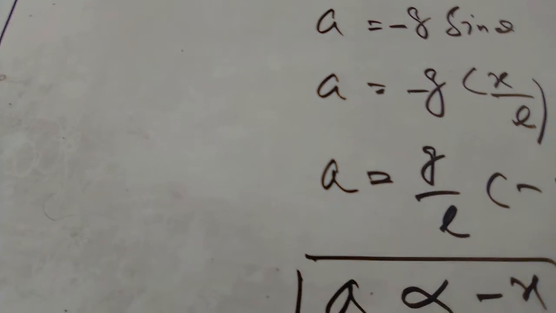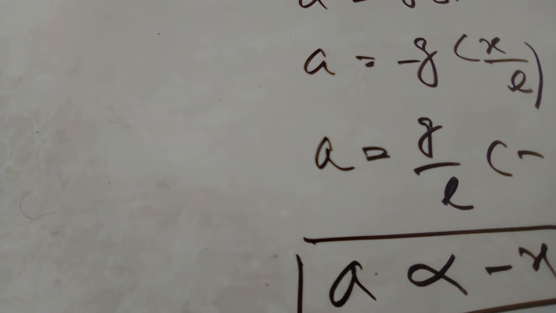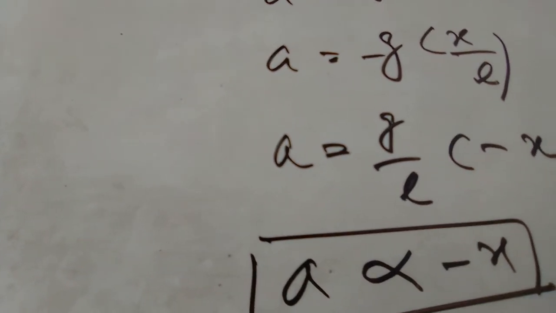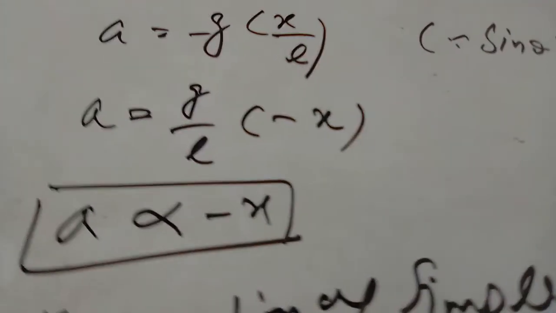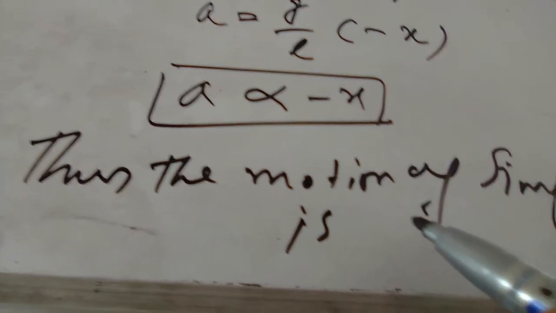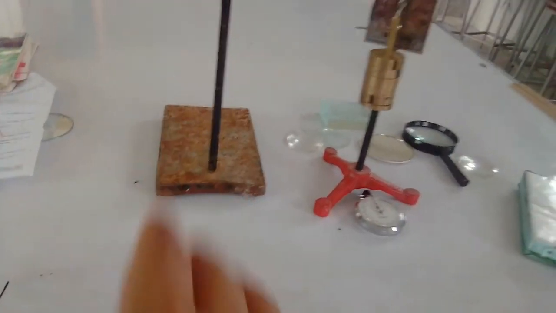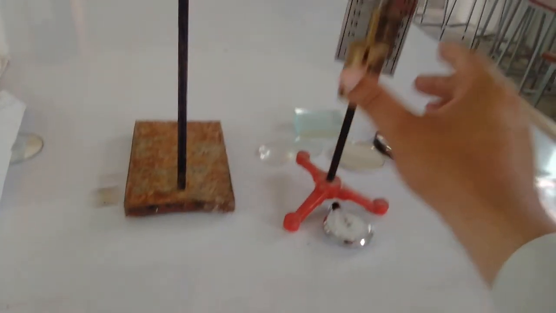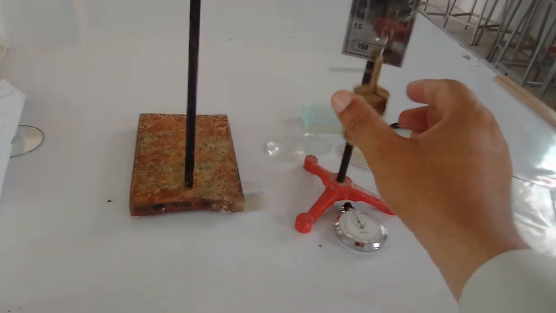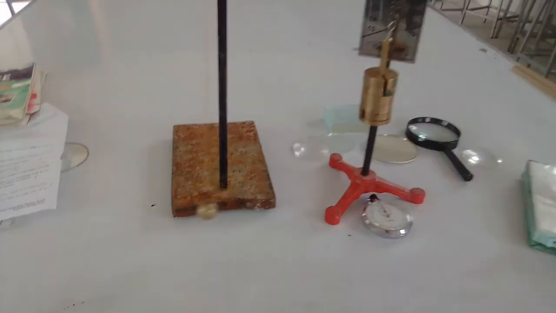Thus the motion of the simple pendulum is SHM. This motion is an SHM motion, and the mass attached to a string system is also an SHM motion.